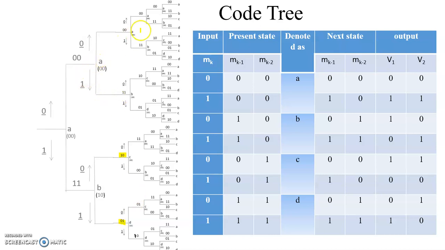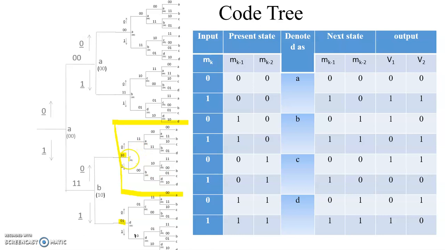Similarly, at state A, if input is 0, then we go to state A. If input is 1, then we go to state B. For state B, if input is 0, then we go to state C, and if input is 1, we are going to state D. So we will concentrate on state C and state D now. So only concentrate on this particular part.